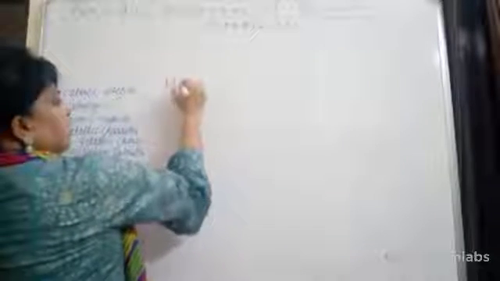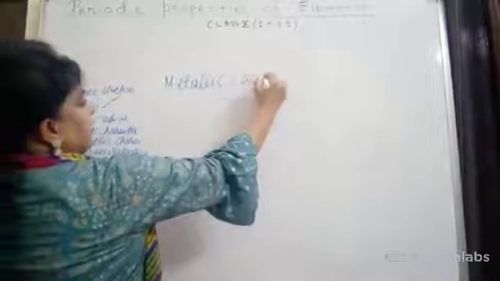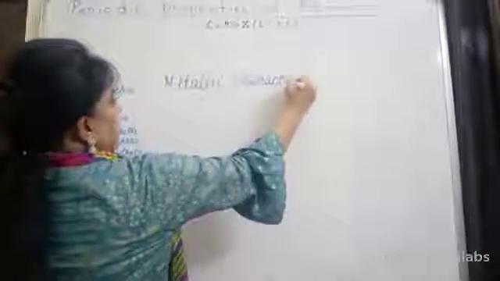we have done valence electrons and valency, we have done atomic radius. Now we are going to start metallic character. What is metallic character, right? So we should know the meaning of metallic character.